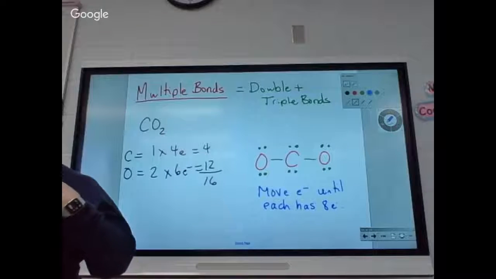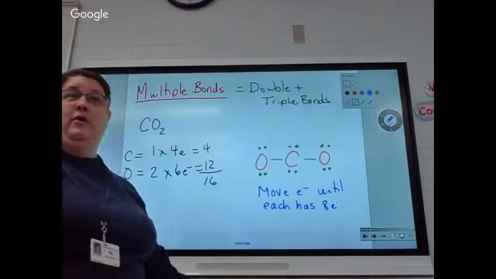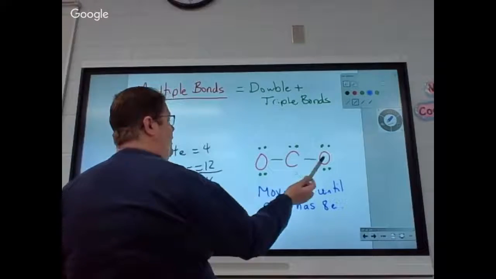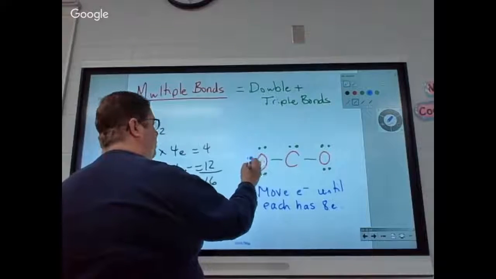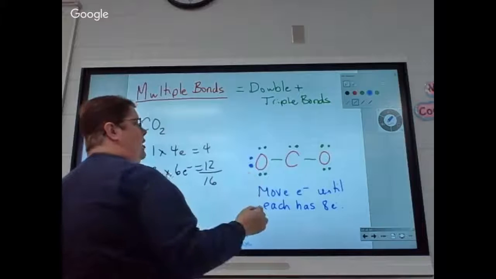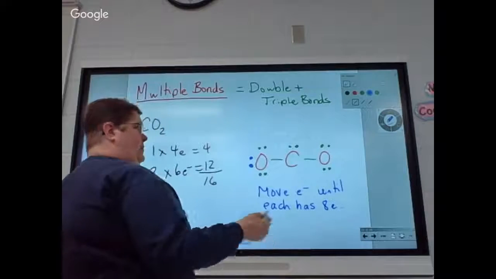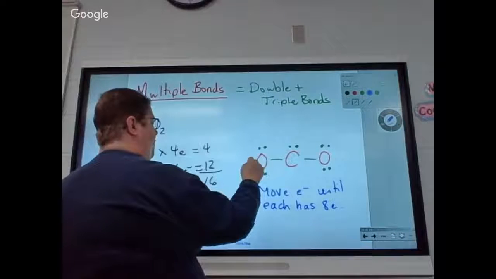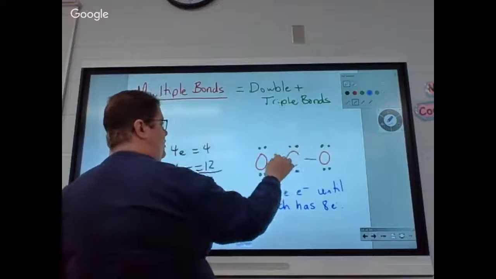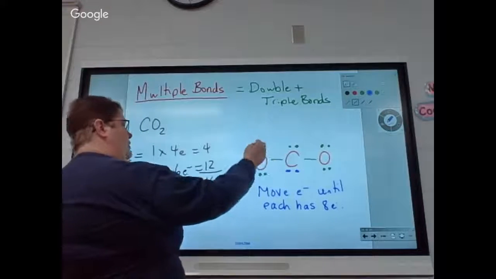I can move them any place I want to as long as they're in the diagram. For example, I could take these 2 off here and put them over here. Well, now O has 2, 4, 6, 8. But now carbon only has how many? 2, 4, 6. Well, that didn't help us. So I'm going to put these back over here. Well, now carbon has how many? 2, 4, 6, 8. But oxygen only has 2, 4, 6.